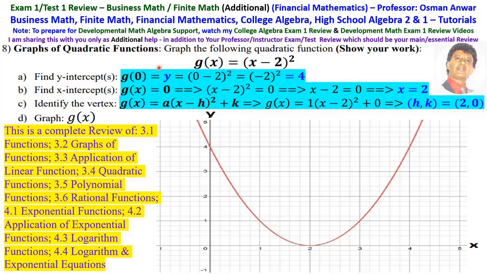Then this is a parabola that opens up because you have a positive coefficient here. So you have the y-intercept, the x-intercept, and the vertex. Then simply it is a parabola that opens up.